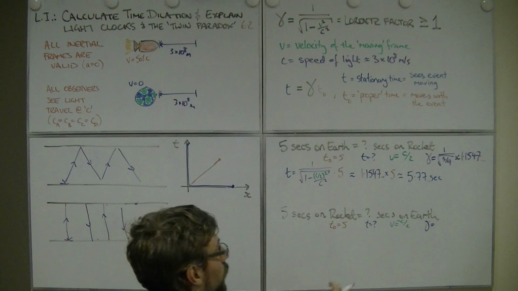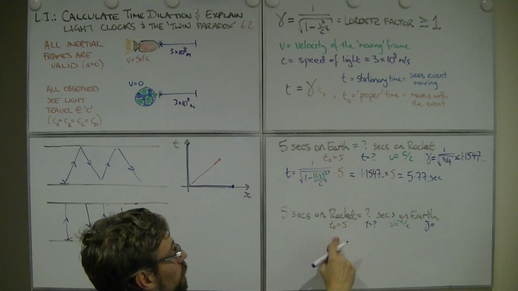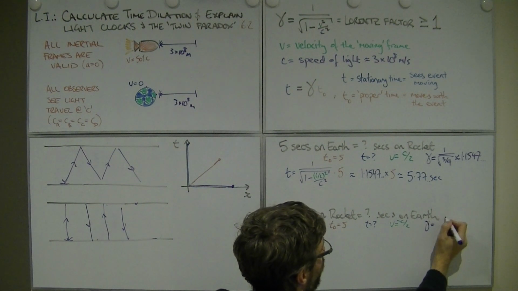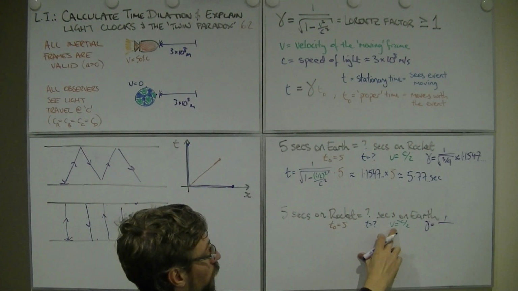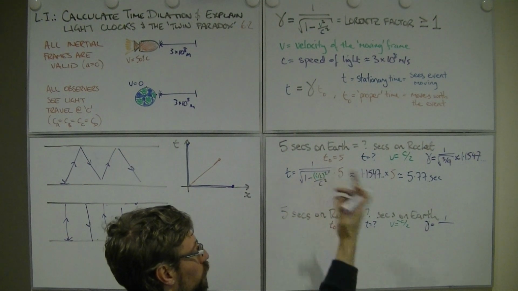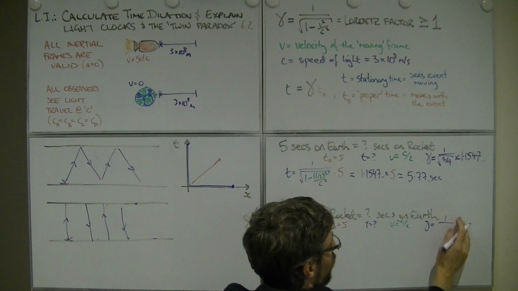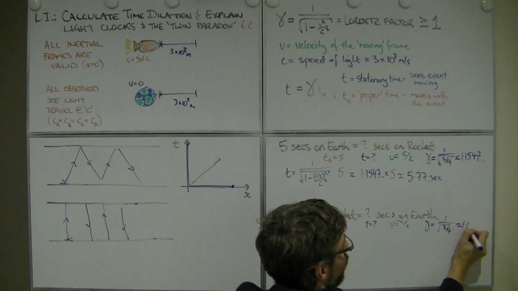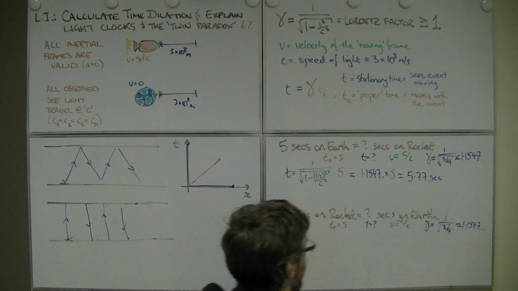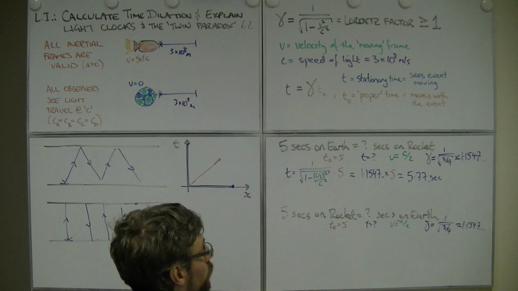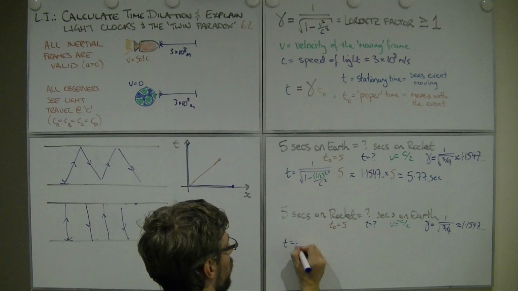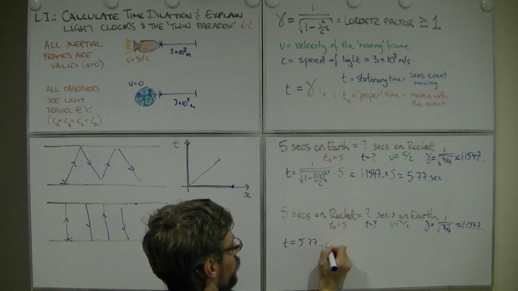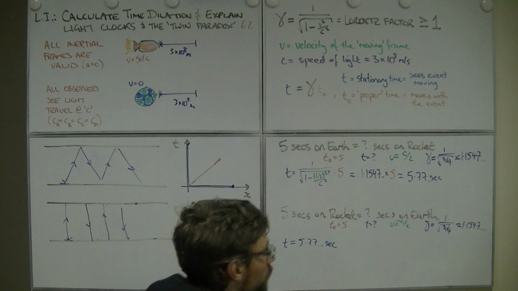Okay. Now, if we notice, all of these things are actually the same numbers. The only thing you might not realize is if we have a negative velocity, we're going to square it. Square a negative becomes positive anyway. So we still get the exact same. Okay. So what does that mean? Well, t is going to equal roughly 5.77-ish seconds. So what's this saying?